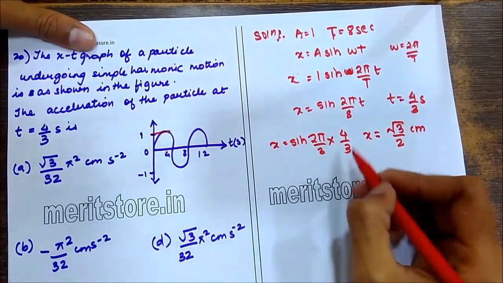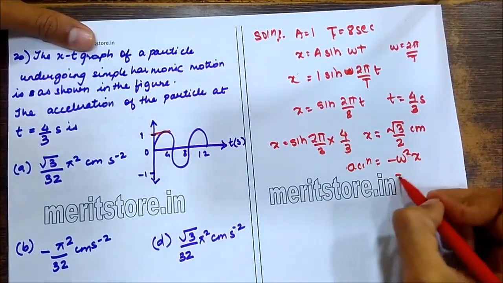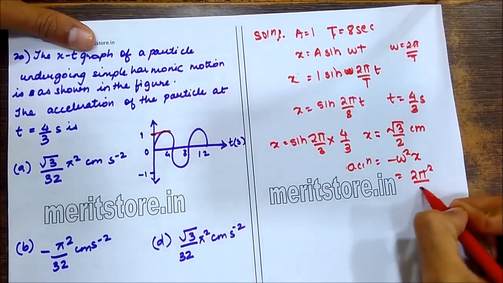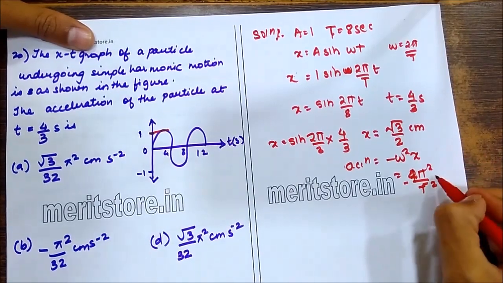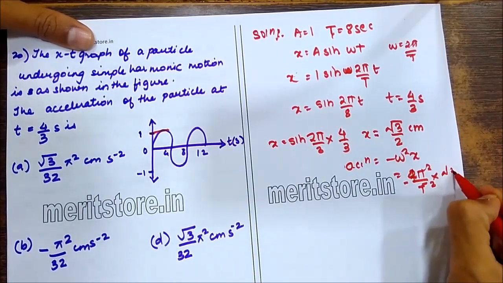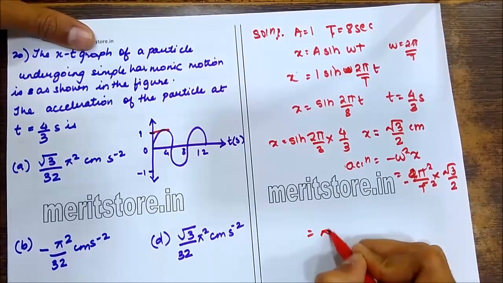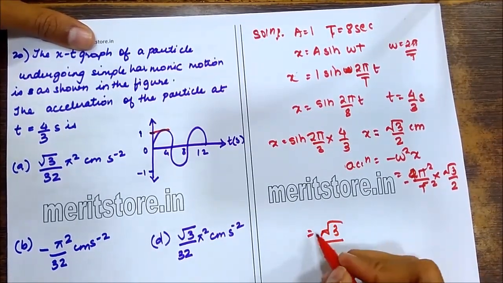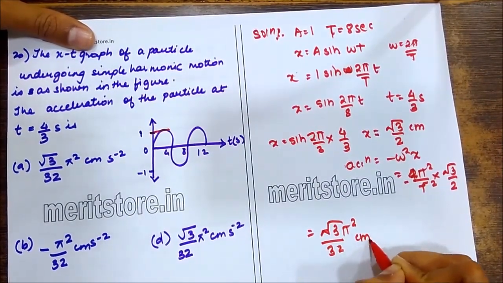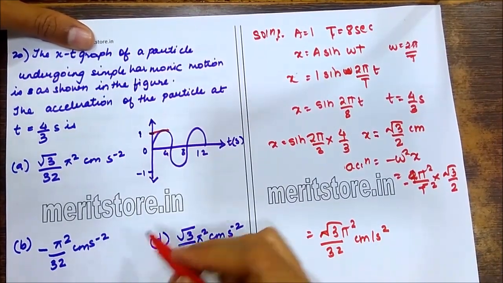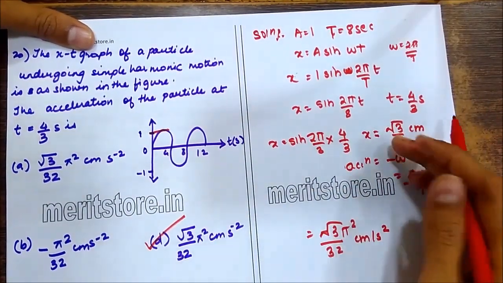We need to find the acceleration. So acceleration is equal to minus omega square x, where omega square is 4 pi square by T square, multiplied by x, which is root 3 by 2. After solving this, the answer comes to root 3 pi square upon 32 centimeter per second square. Okay, so that is the correct option D, root 3 by 32 pi square centimeter per second square.